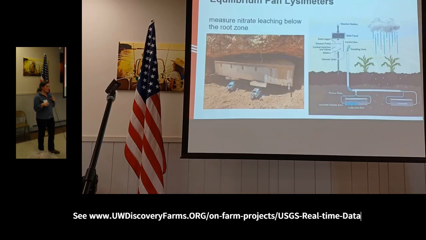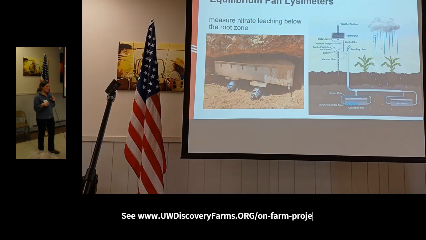And then I just put this in because this is kind of Discovery Farm's newest thing, and I know Nick used this term earlier, but this is kind of like the Cadillac of nitrate leaching equipment. So this measures nitrate leaching below the root zone. What they do to install these is they take an undisturbed soil profile and they dig really deep and carve out the side and then stick the box underneath.